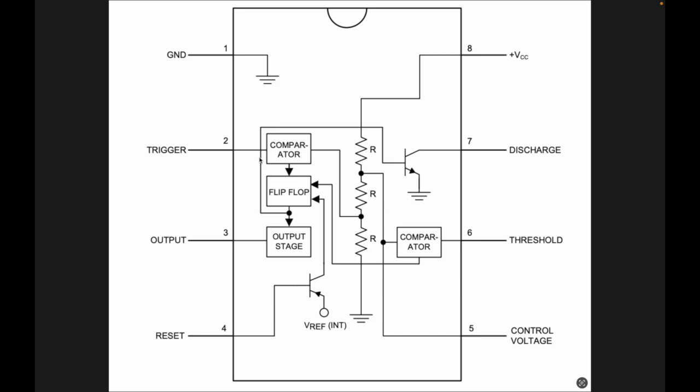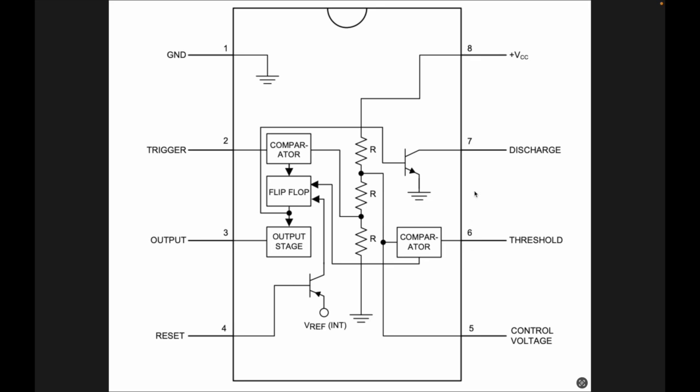Now I am going to describe all pins one by one. The first pin is a ground. The second pin is a trigger, responsible for transition of the flip-flop from set to reset. The third pin is an output. The fourth is a reset, where a negative pulse applied to this pin disables or resets the timer. The fifth pin is a control voltage, which controls the threshold and trigger levels. It determines the pulse width of the output waveform. The sixth pin is a threshold pin, which compares the voltage applied to the terminal with a reference voltage of 2/3 VCC.